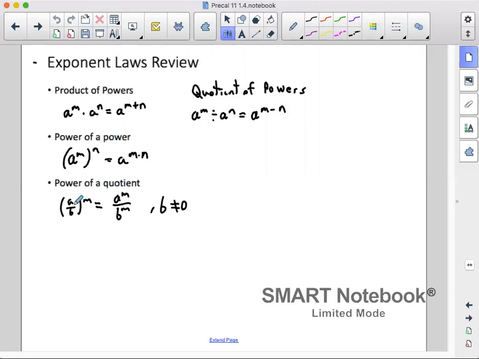We also have power of a quotient, so if we have a over b in brackets to the power of m, that's a to the m over b to the m. And the value in our denominator cannot equal 0 because we cannot divide by 0. We also have quotient of powers, which is a to the m divided by a to the n. It's the same as a to the m minus n.